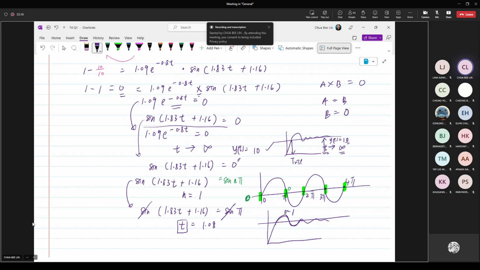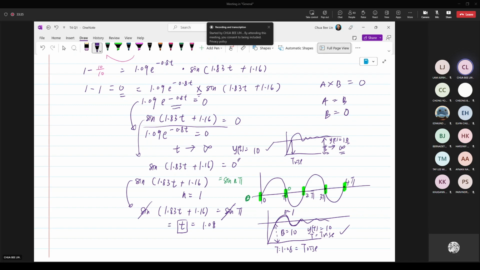And you already solved this t equals 1.08, which is actually your rise time. And this gap is b equals 10. So y(t) is 10 when t equals t rise. So you resolve this as your rise time. Simple calculation. Just practice one more time, then you will get the answer. Remember to change your calculator to radian. Okay, so 1C.